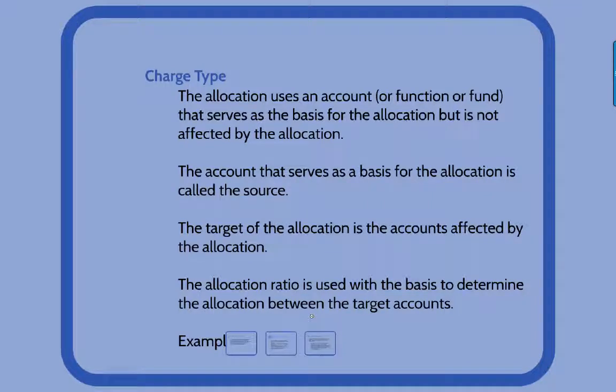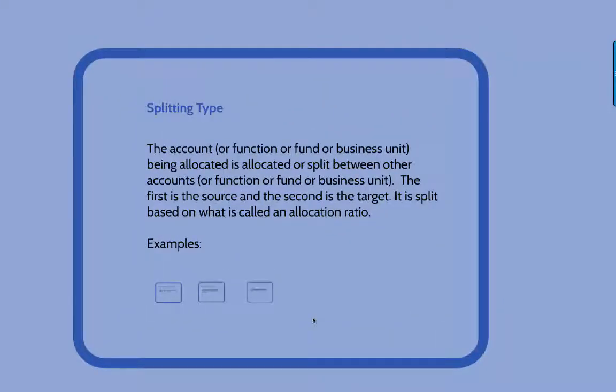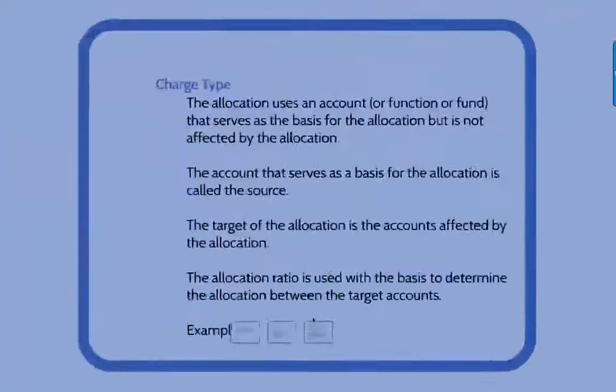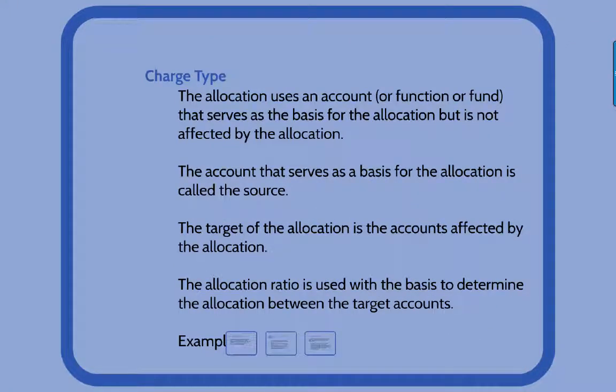Okay, so I might not have made this clear in the splitting type, so I'm sorry if I got a little confusing. In the splitting type, we move it from the source to the target. So the source is one half of the entry, and the target is the second part of the entry, and the split is based on the allocation ratio. And the source is not affected by the entry. Okay, the source serves as a basis for the allocation.